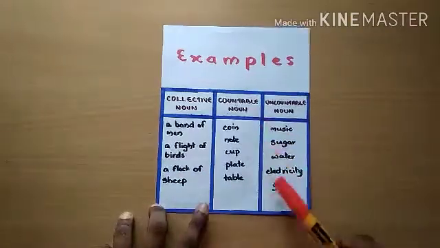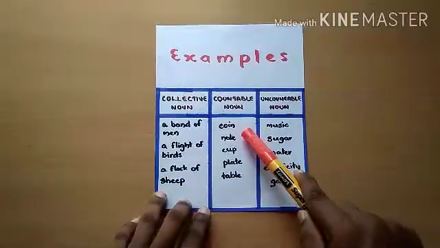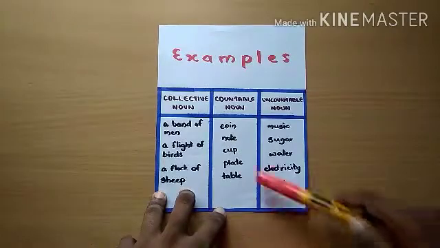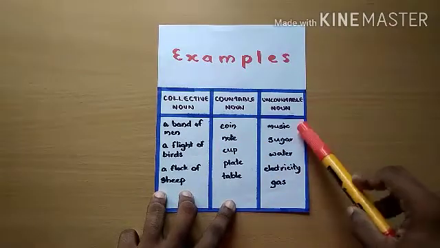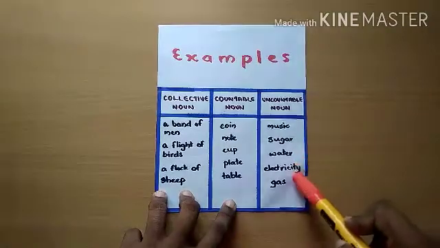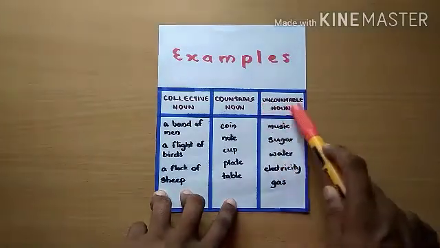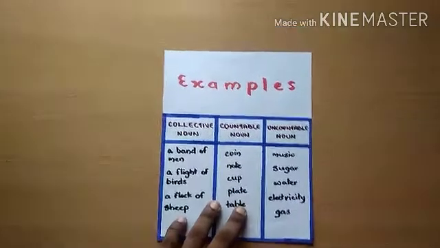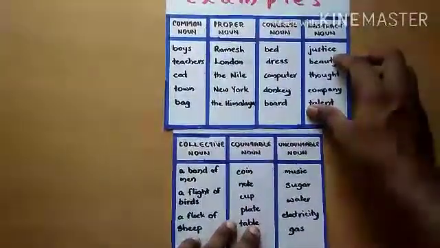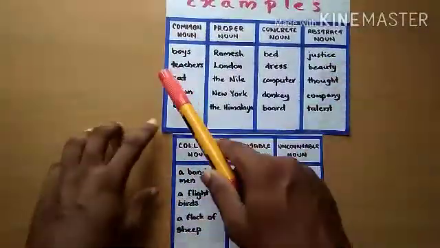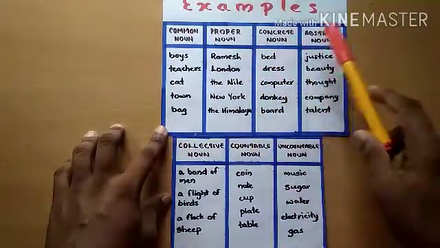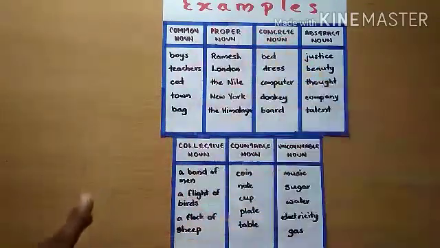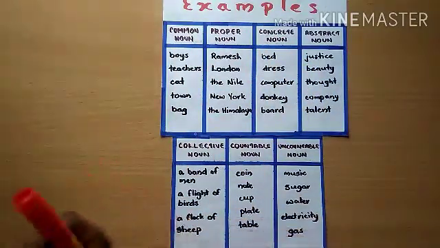Then we have countable nouns that can be counted. We have coin, note, cup, plate, table. All these things can be counted. Then we have music, sugar, water, electricity, gas. All these things come under uncountable nouns. I hope all are clear about all these examples, right? See, this is for you to understand in a better manner. Common noun, proper noun, concrete noun, abstract noun, collective noun, countable noun, and uncountable noun. These are the different types of nouns and their examples.